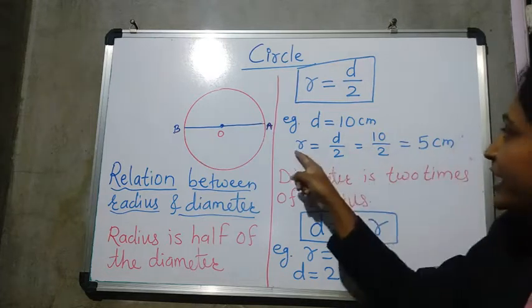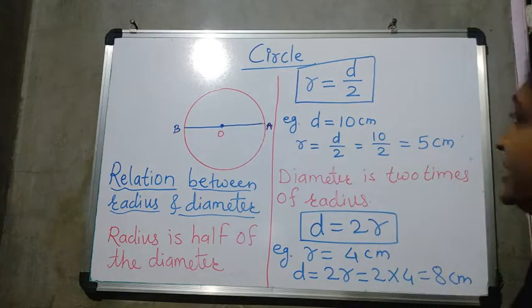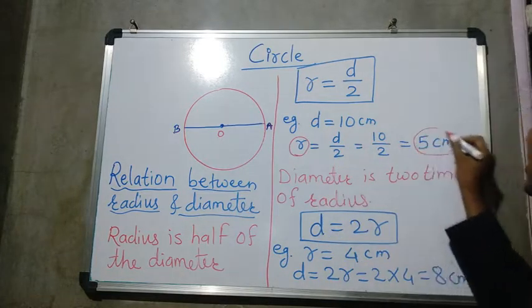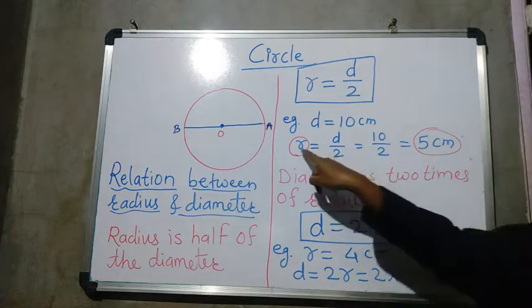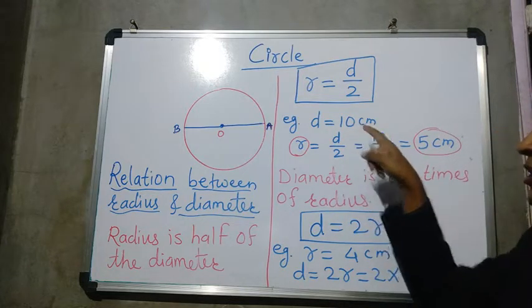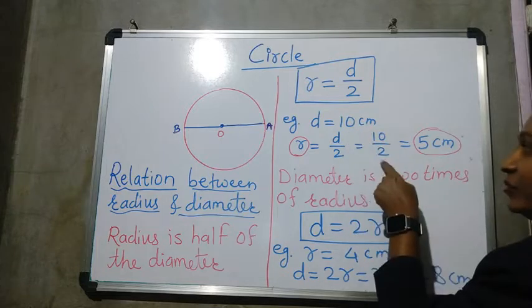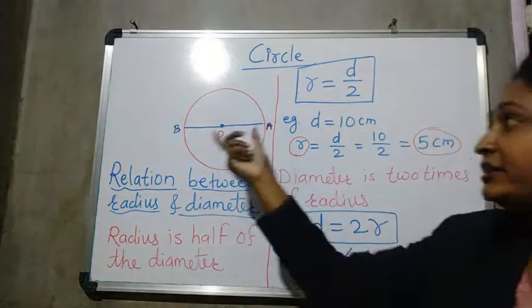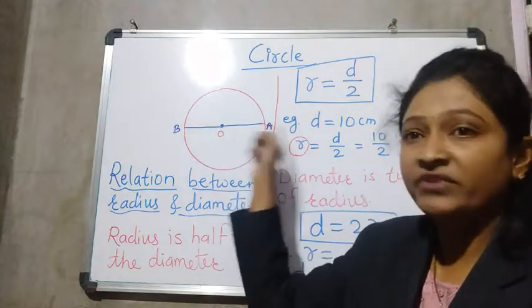Got it? Our radius is, see, we will get 5 centimeter. How? Because radius is half of the diameter and the diameter they gave is 10 centimeter. So 10 divided by 2, we will get 5 centimeter radius. Understand students? That radius is half of the diameter.